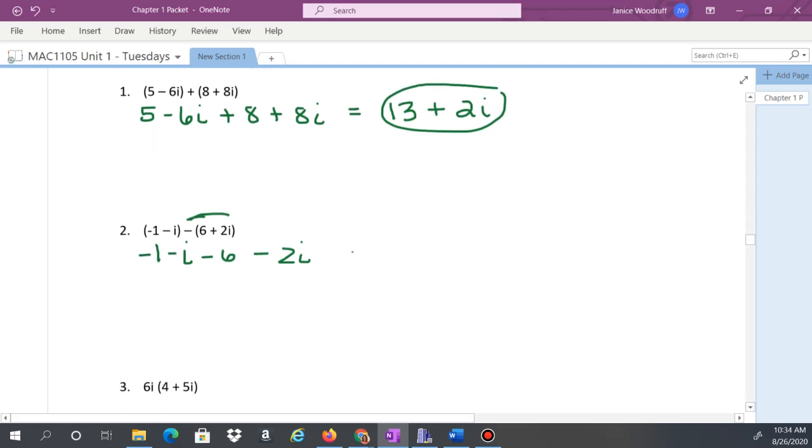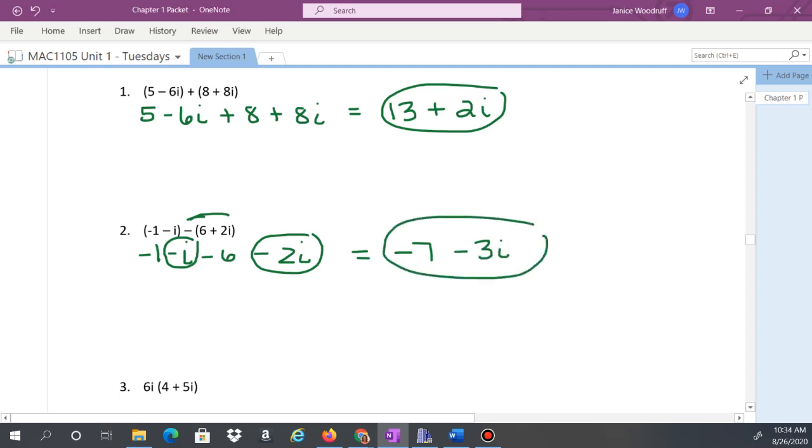Minus 6 minus 2i. There we go. And we'll go over here. Okay, and then we can combine these like terms. So we have a -1 minus 6 will give us a -7. And then we have a negative i, so that's a -1 minus 2. So that'll be a -3i. So -7 minus 3i there.